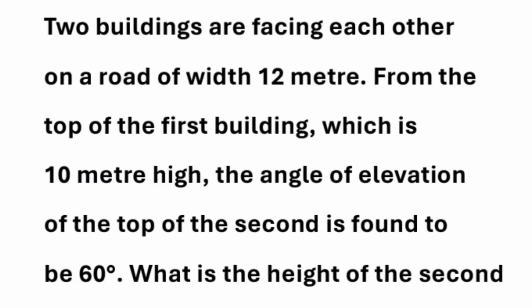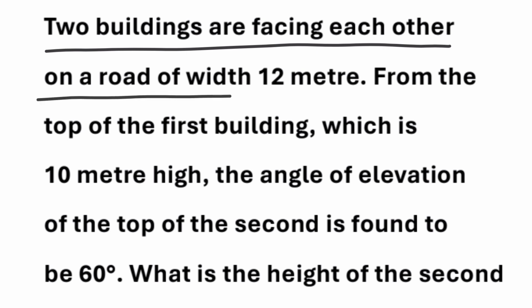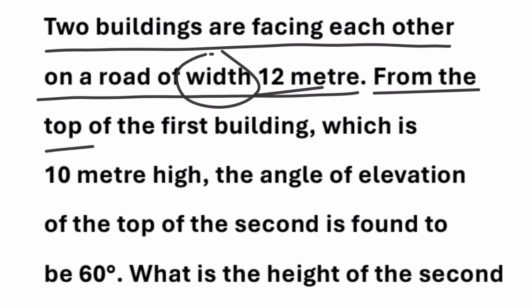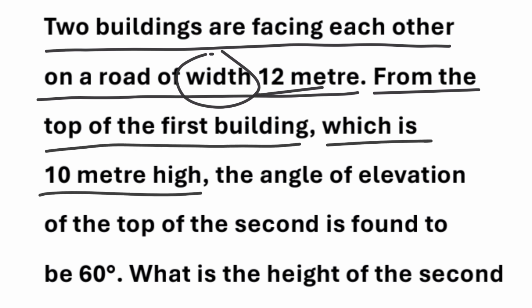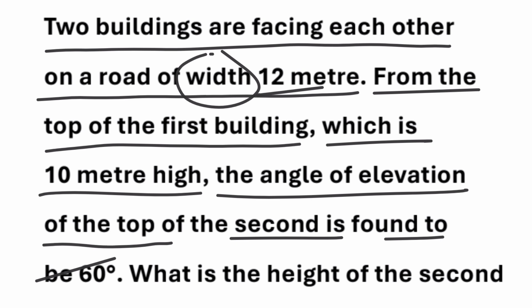Question number 3. Two buildings are facing each other on a road of width 12 meter. Means width of the road is given 12 meter. And on either side of the road there are two buildings. From the top of the first building, which is 10 meter high, the angle of elevation of the top of the second is found to be 60 degree. What is the height of the second building?